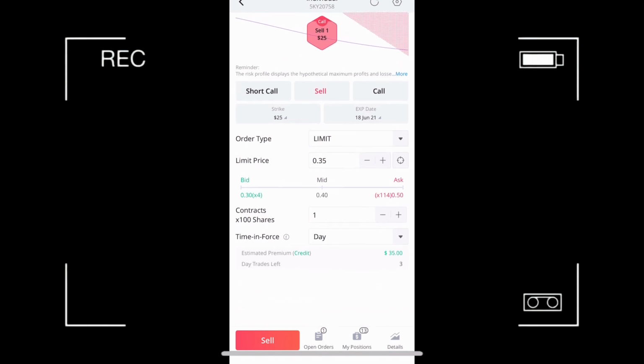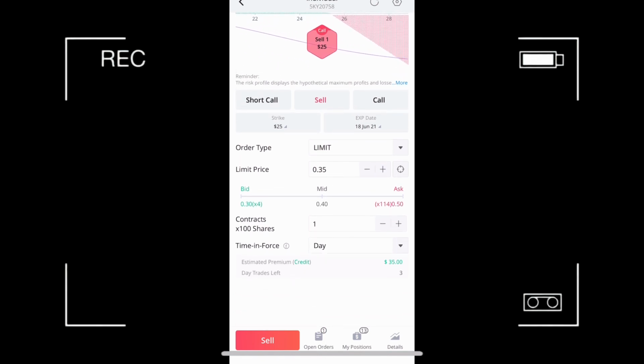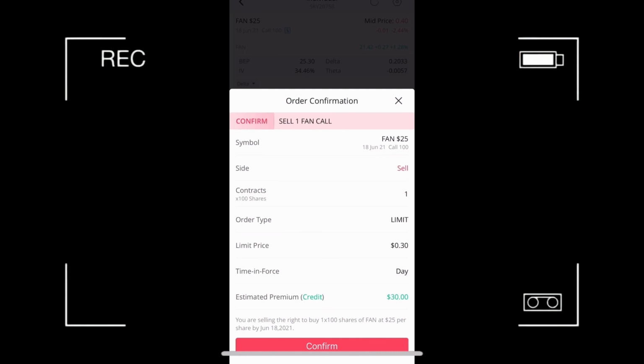The premium is the amount of money you can expect to make by selling your call option, or the amount of money you can expect to pay when buying one. And when you're ready to sell, just hit that confirmation button to submit your order.